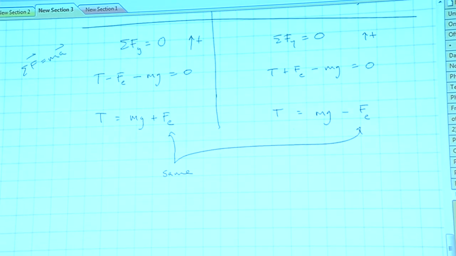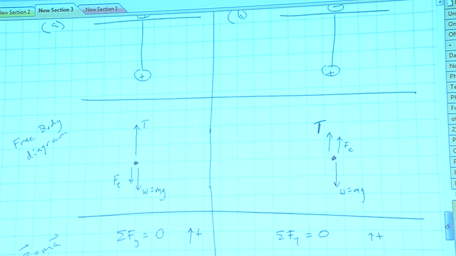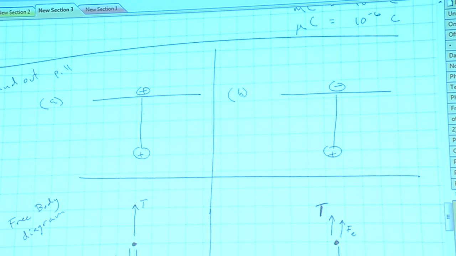The weight's the same. So the tension for A, I guess I should put a little A on those, and the tension for B are going to be slightly different. Tension for A is going to be more. Does that make sense? They're repelling each other. So the tension in A is more. In B, they're attracting each other, so that force is helping to hold up some of the weight. The tension doesn't have to hold up as much.